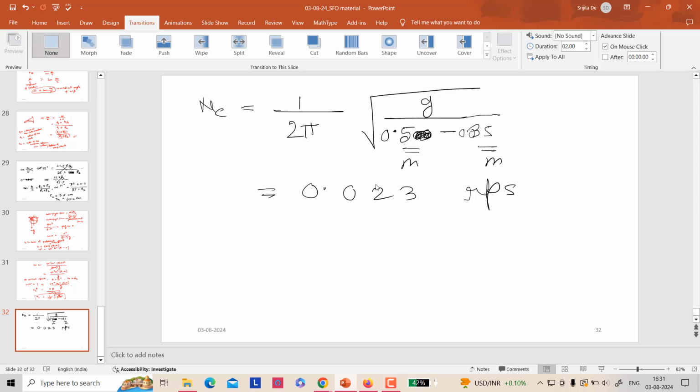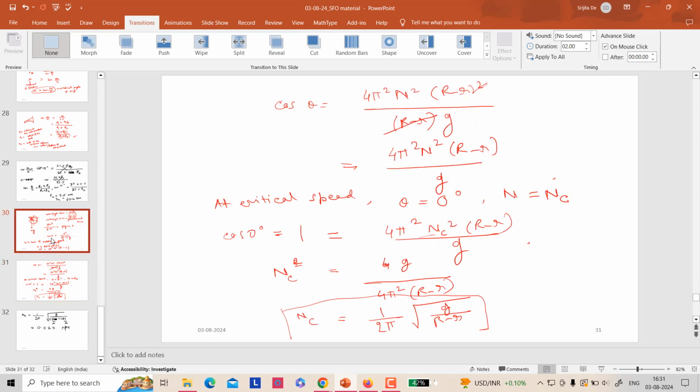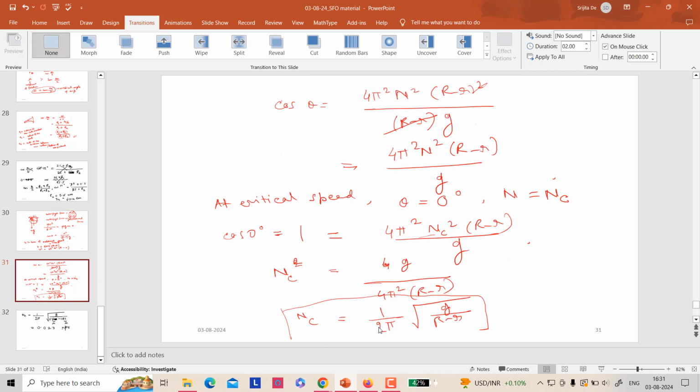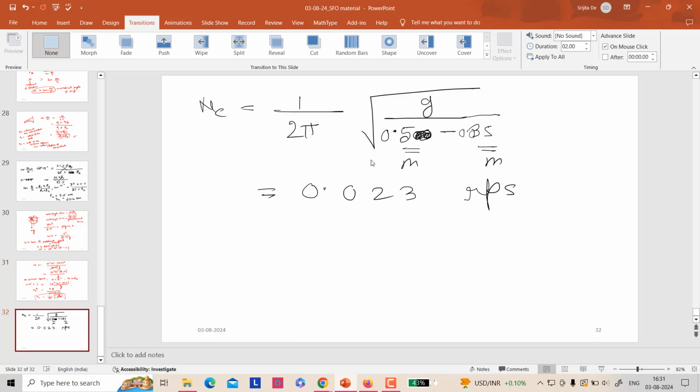Because when the derivation is done, it is mentioned that the particle sizes are in radius, in meter. So that is why if we consider it in meter, that is how the whole expression is coming. So every time we have to use meter. Okay.